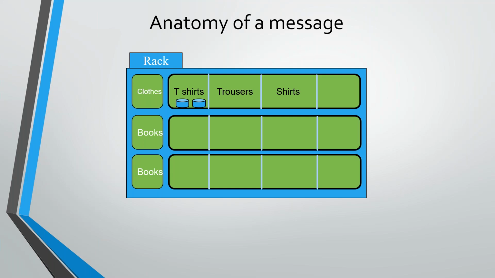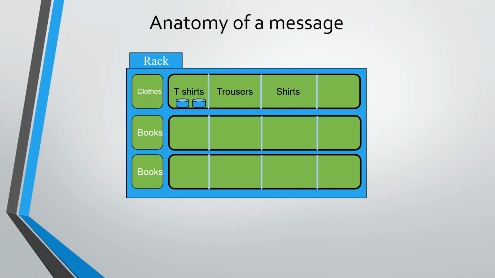Let's say we have two different people in the house, and there is a rack, and the rack has three different shelves. Each shelf is dedicated for certain things. In the first shelf you have clothes, the second shelf has books, the third shelf has books. And the first shelf is again divided into different compartments. Each compartment is dedicated for t-shirts, trousers, shirts, and so on.